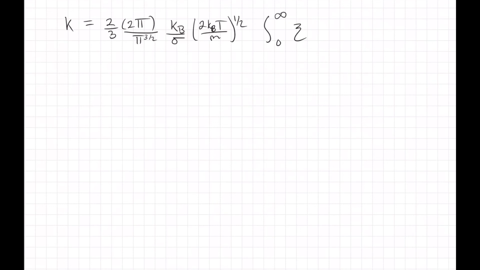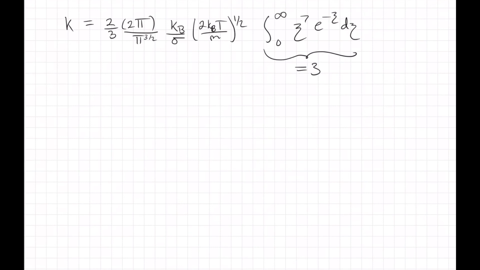Okay, let's write that all back out. That was 2/3 times 2 pi divided by pi to the 3/2 times kb, 2 kbT over m to the 1/2 power. There's a scattering cross section, and then there's our integral that involves xi to the 7th power e to the minus xi. All right, that integral turns out to be equal to 3. Thank goodness it has an easy-looking result. So the 3 cancels with the other 3.